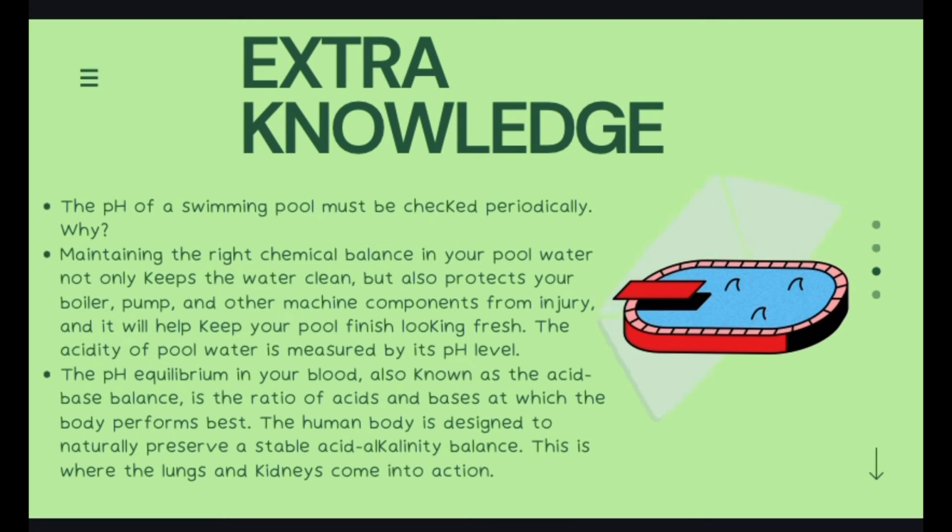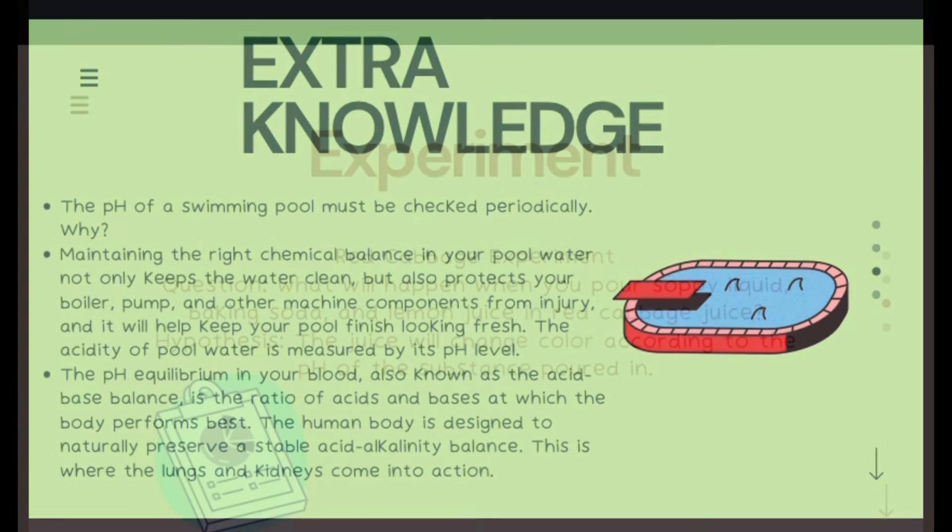The pH in your blood is also known as the acid-base balance. It is the ratio of acids and bases at which the body performs best. The human body is designed to naturally preserve a stable acid-base balance. This is where the lungs and the kidneys come into action to help maintain this type of balance.